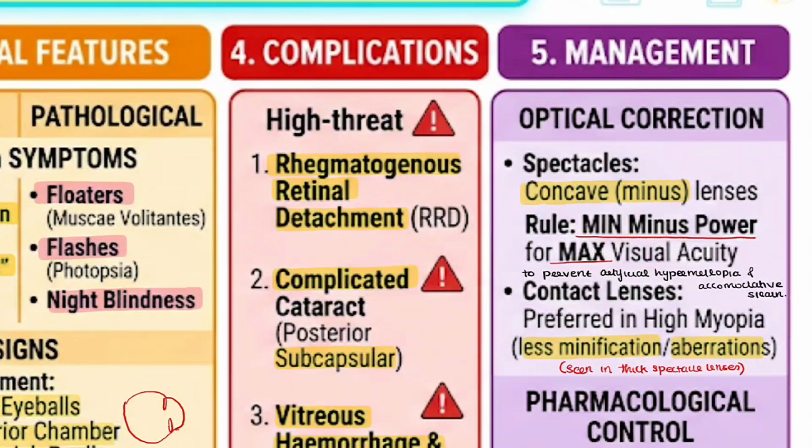If we give maximum minus power, what happens? There will be artificial hypermetropia or accommodative strain. So we should give only minimum minus power for maximum visual acuity. Coming to the contact lenses, they are actually preferred in high myopia because contact lenses will give only minimum minification, and also peripheral aberrations will be less.